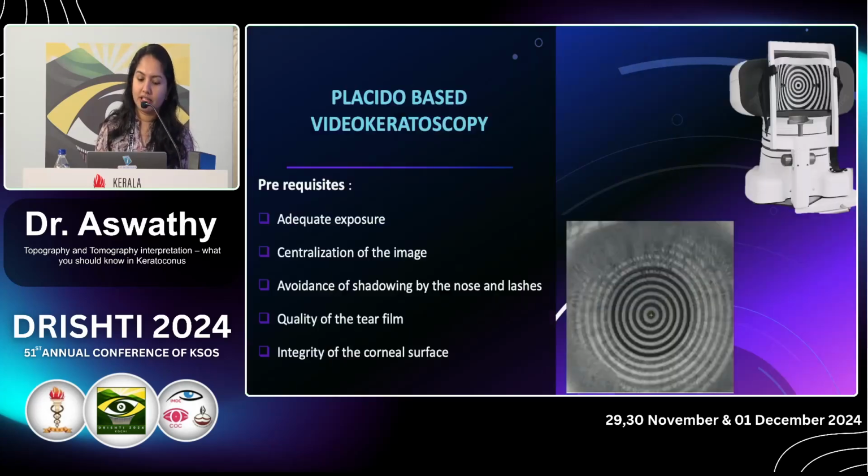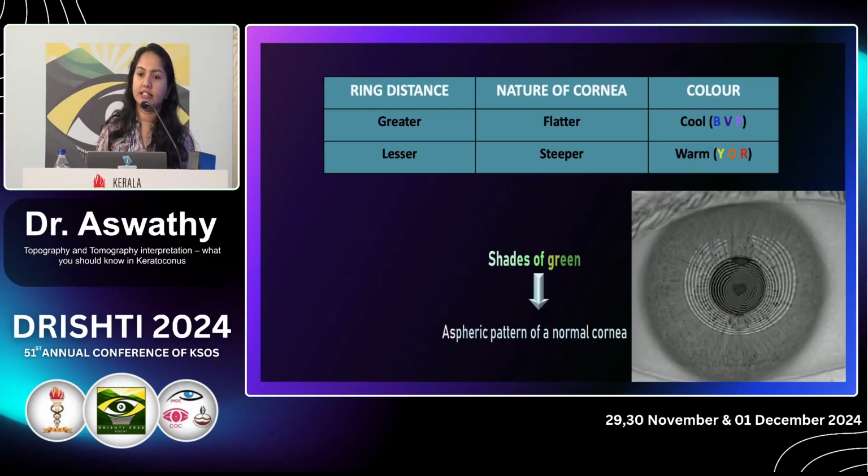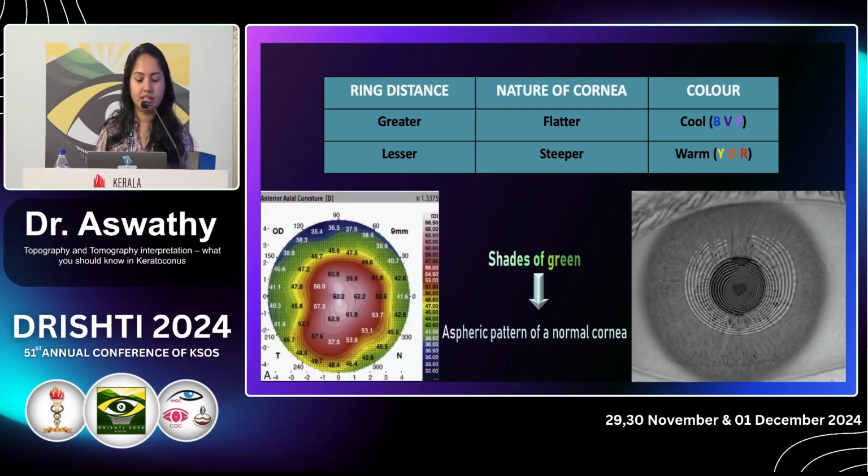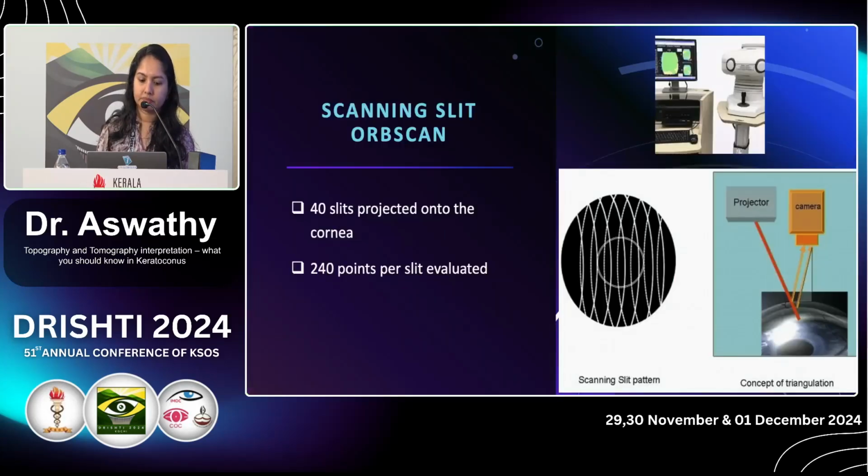Coming to the placido-based system, that is a video keratoscopy. A placido disc-like thing is used to reflect mires onto the surface of the cornea, and depending on the distance between the mires, you can assess the curvature of the cornea. When the distance between the rings is greater, the cornea appears to be flatter, and when it is lesser, that part of the cornea is steeper. We also get a color-coded map from this, where the warmer colors represent a steeper cornea and the cooler colors represent a flatter cornea.